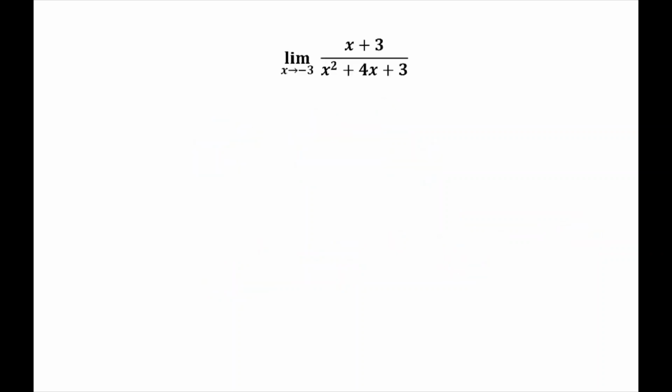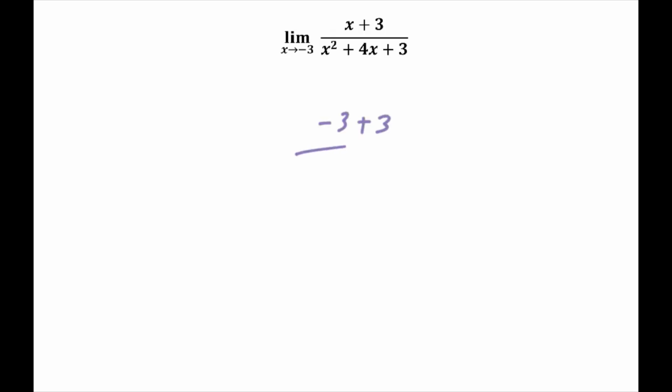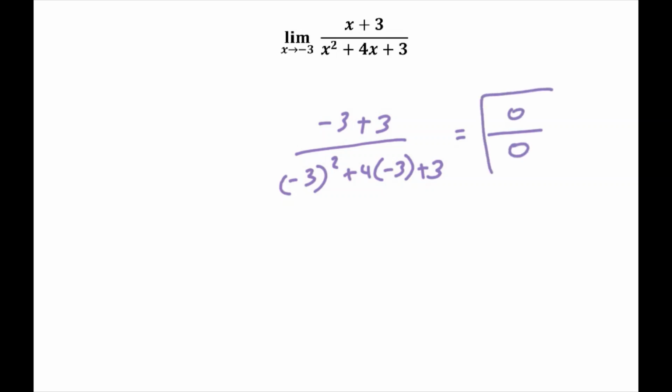Now what about this one here? Again, we are following the same steps. I'm going to start first by substituting x by negative 3. Negative 3 plus 3 is 0. And here will be 9 minus 12 plus 3, which is also 0. So 0 over 0, we need to factor.